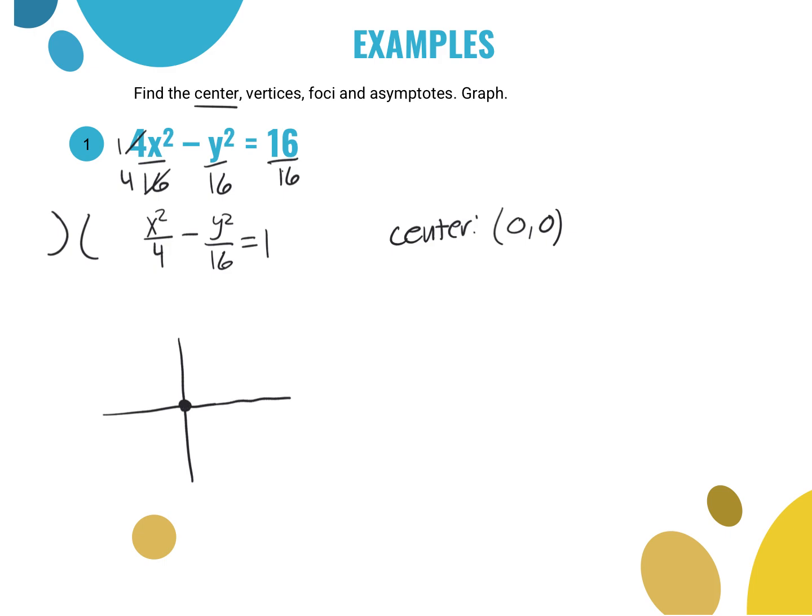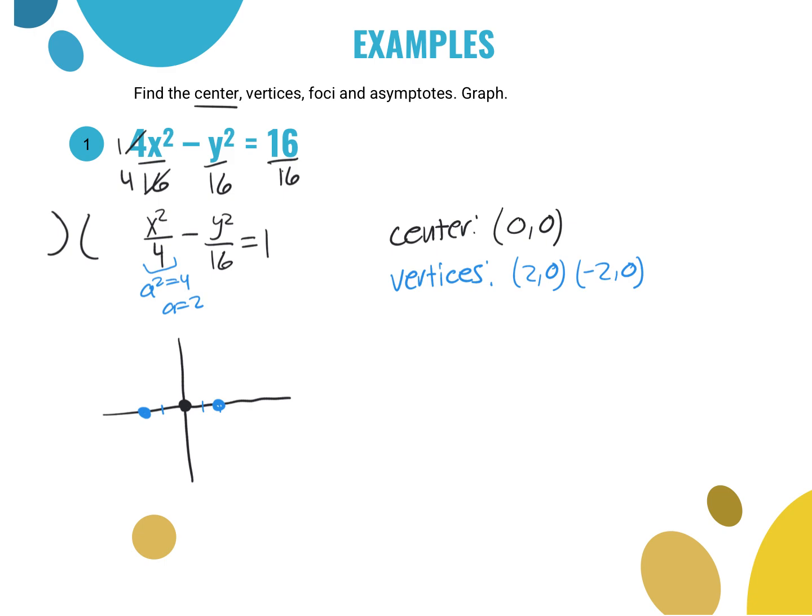Now let's find our vertices. All right, so my vertices, I'm going to take my a value, right? Remember, a goes with whatever's first. So that means a squared is 4, and that makes a 2. All right, and since it's a horizontal, I'm going to go 1, 2 units over, and 1, 2 units over. So it's going to be something like that, something like that. And then my vertices are going to be at 2, 0, and negative 2, 0.